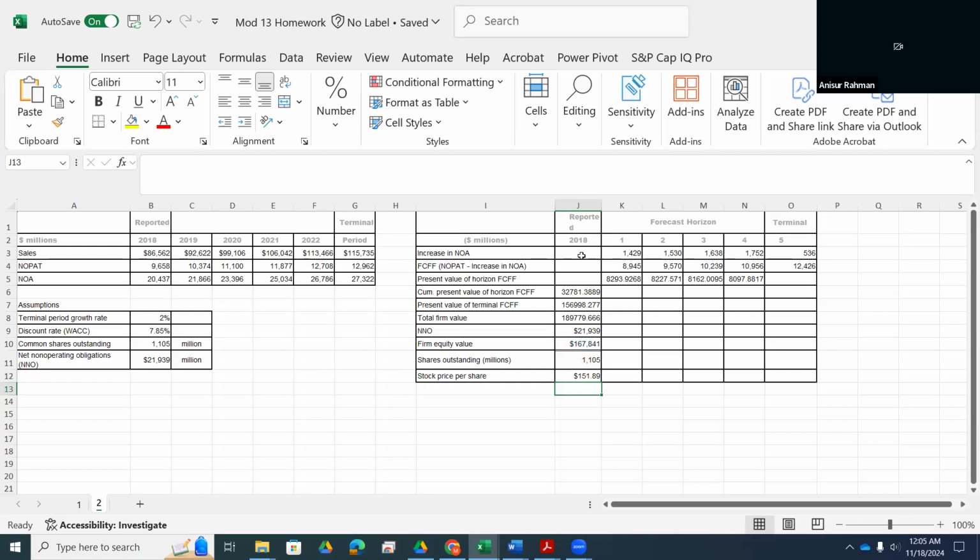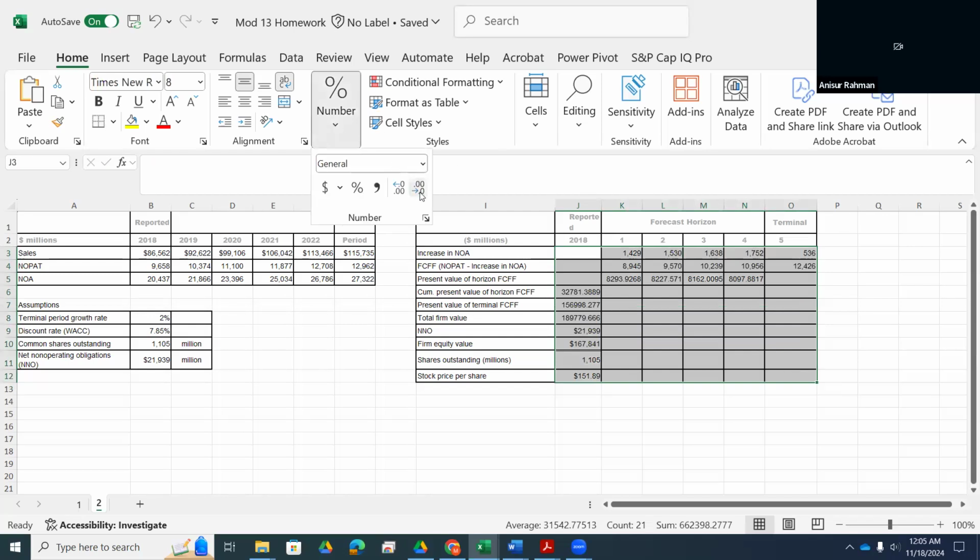151.89. So I will show all these up to 2 decimal places. Okay, let's see what is happening here.